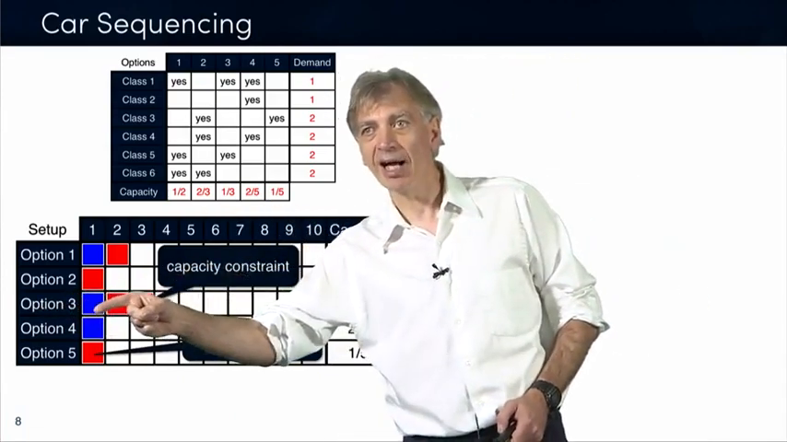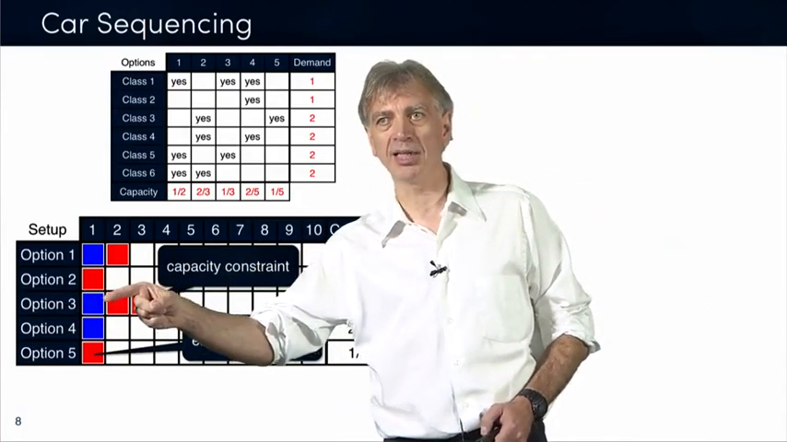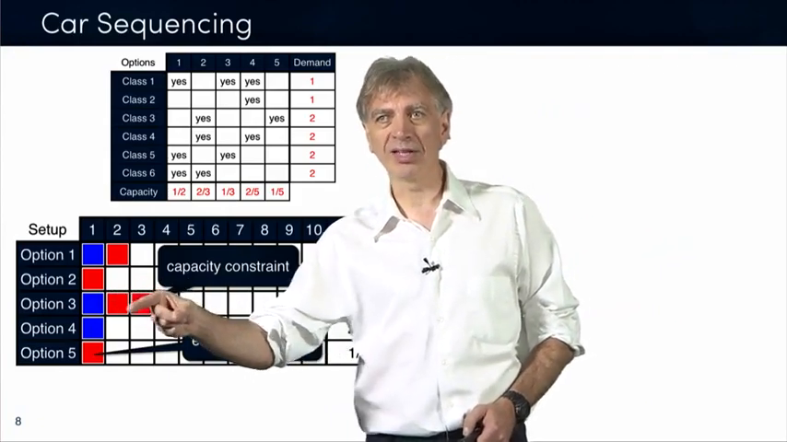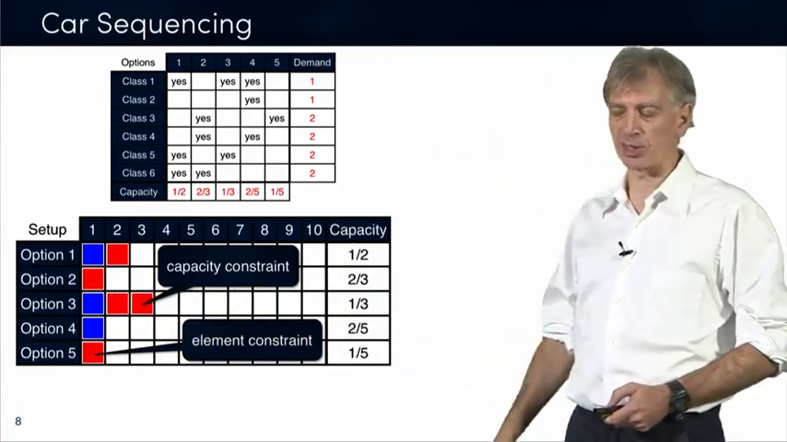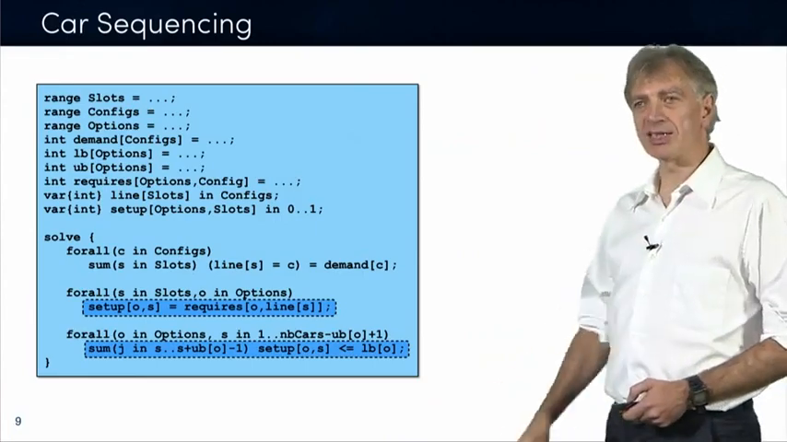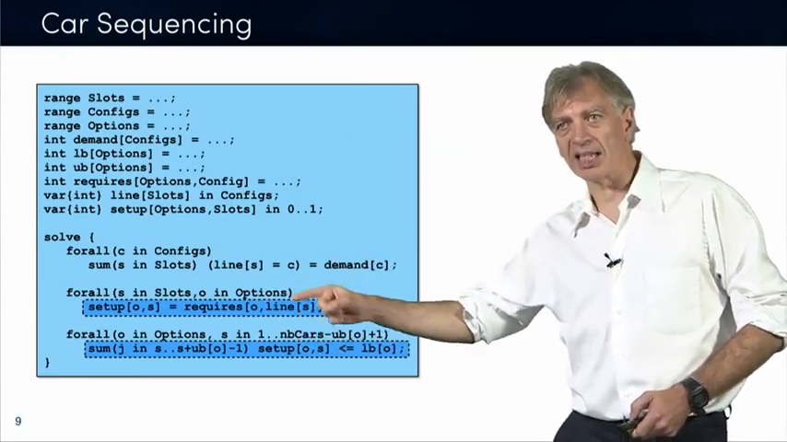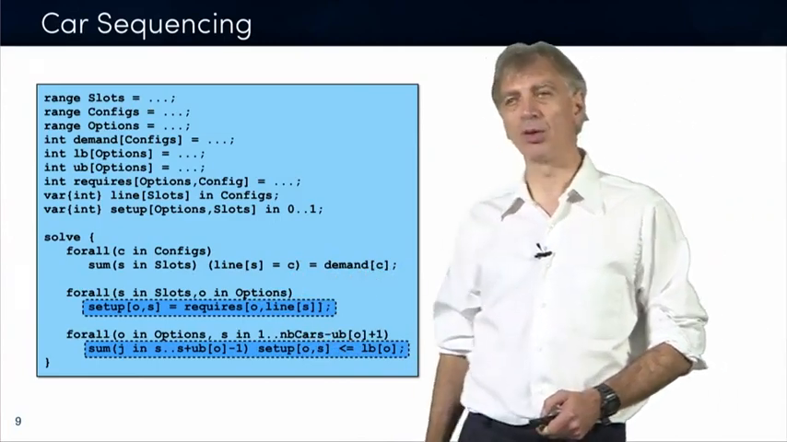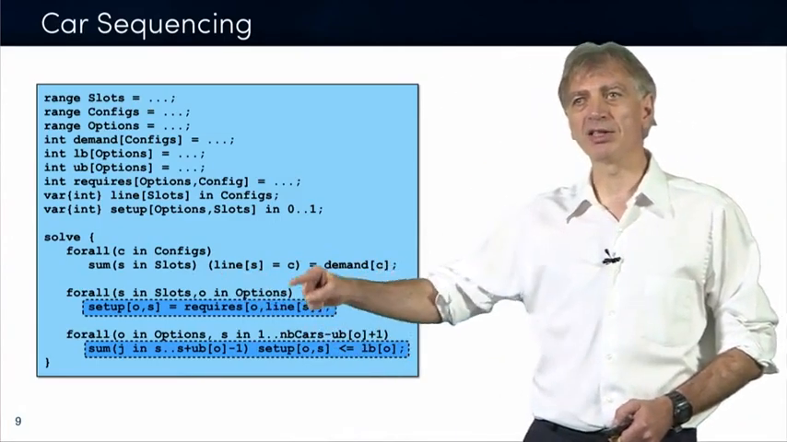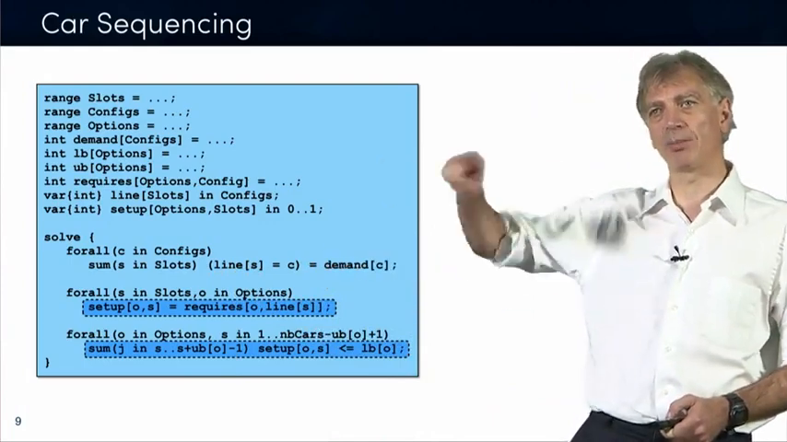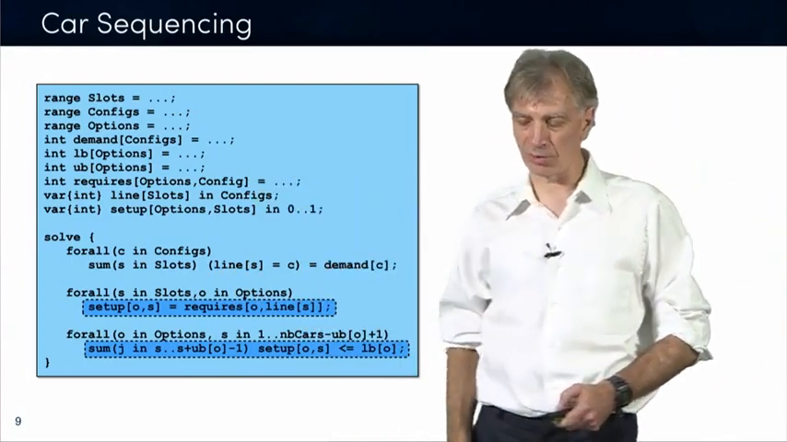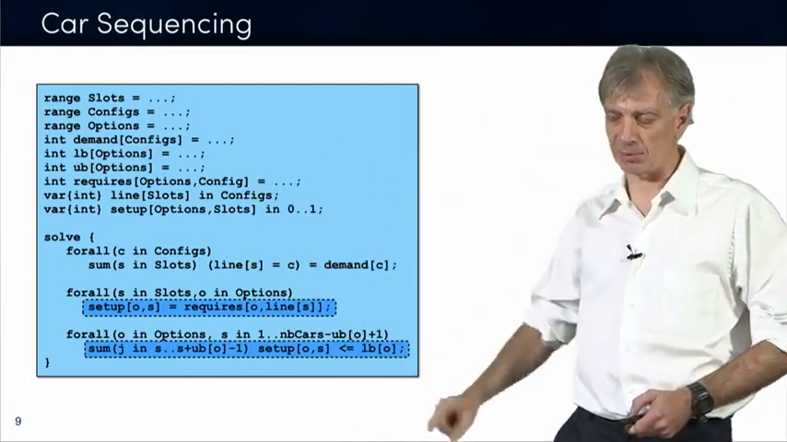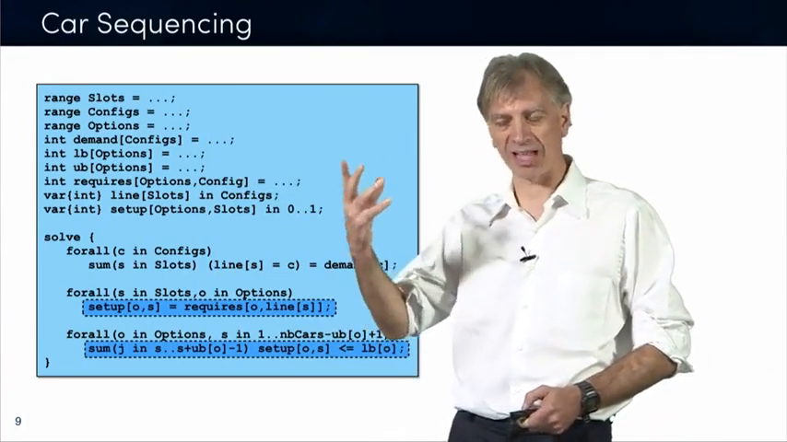So if the first car requires option 3, we know that the next two slots cannot require option 3. Okay? And so these two constraints are basically acting as soon as you give a value to a particular variable. This constraint is actually already acting as well because it makes sure that none of the other slots can be assigned a car of type 1.